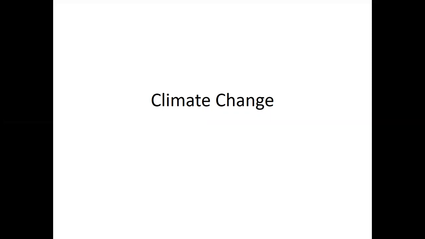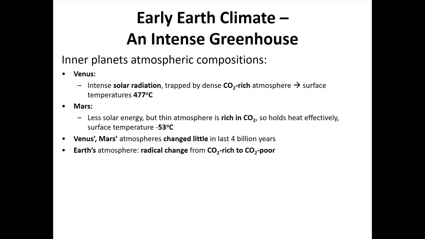So to understand the climate change that's currently occurring on Earth, we have to understand what factors influence the climate on Earth, going back to the early moments of the planet, and the nature of Earth's atmosphere. And atmospheres of other planets as well.